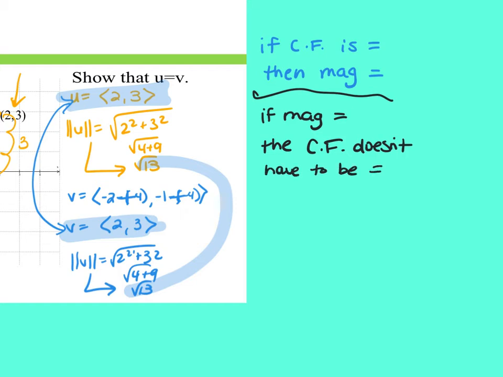Because think about it, if I had like 2 and 3 and I did -2 and 3, the component forms are definitely different, right? But what happens when I square those and add them together? They're the same, okay? So if the component form is congruent, then the magnitude is going to be congruent. But if the magnitude is congruent, it is not necessarily true that the component form will also be congruent.